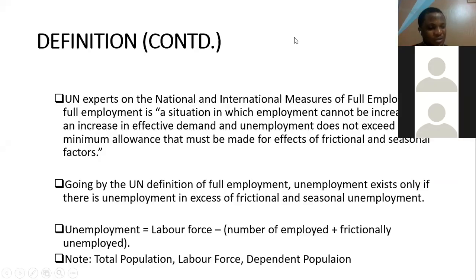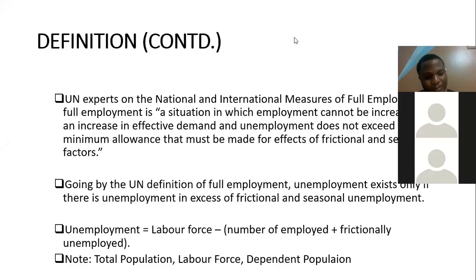Then the next thing you need to understand is what unemployment measures. We'll say unemployment is the labor force minus the number of people that are employed plus those that are frictionally unemployed. Don't worry, when we get to the types of unemployment, we are going to discuss frictional unemployment. You will understand that meaning. And then you understand that unemployment will then be the labor force minus the number of people employed plus those that are frictionally unemployed.